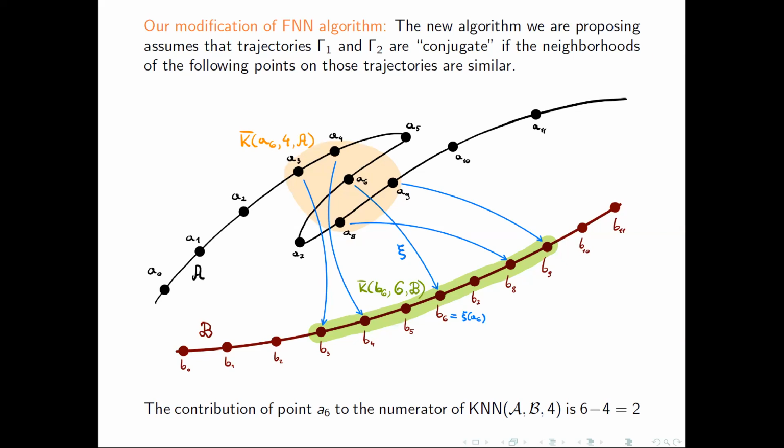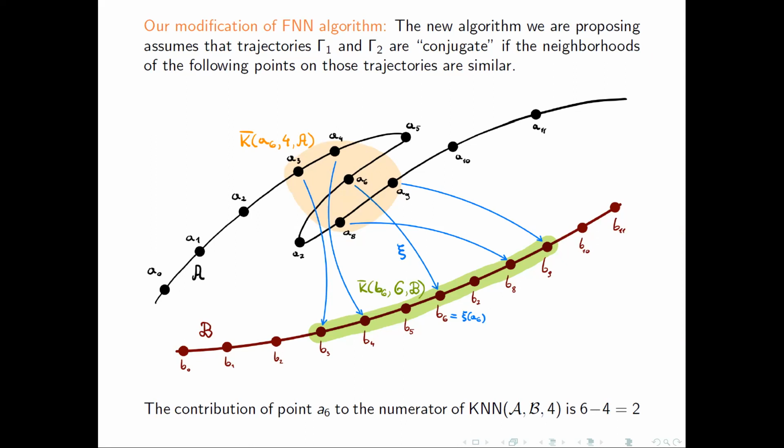So imagine that this is our first trajectory, our reference trajectory A. And this is the other trajectory we want to compare, A versus B, yes? So let's pick a point, for example A6, on this trajectory, and let's say that K equals 4, so we look at the 4 nearest neighbors of A6. Taking this Euclidean distance, but maybe you can try some other distance as well. We see that we have A3, A4, A9, and A8, yes?